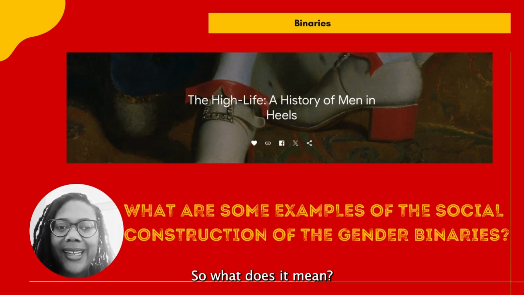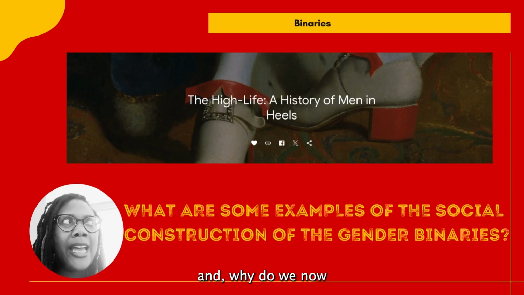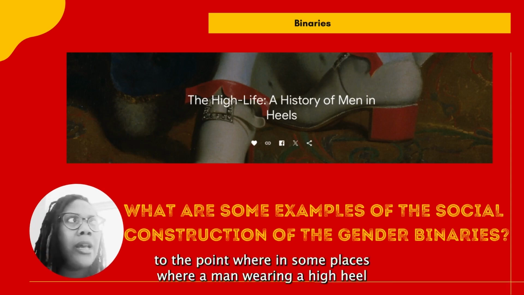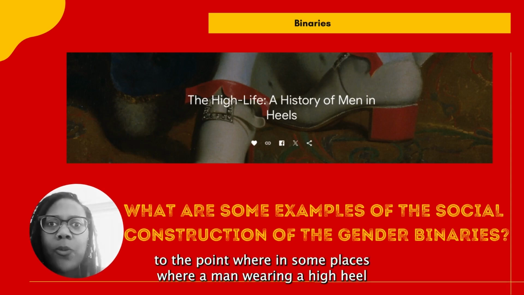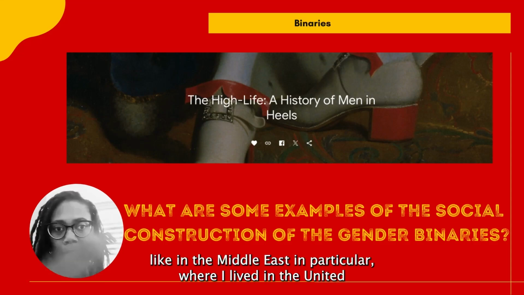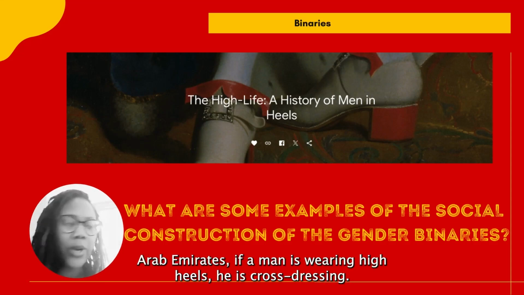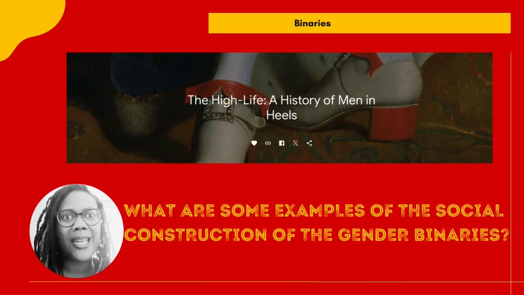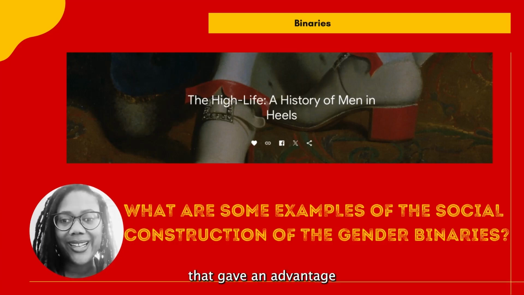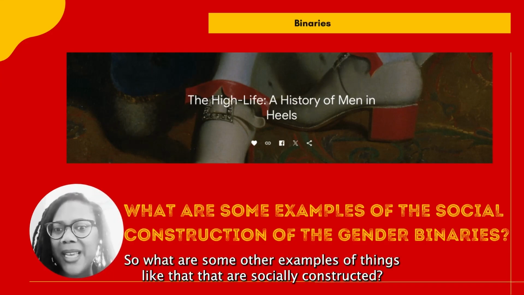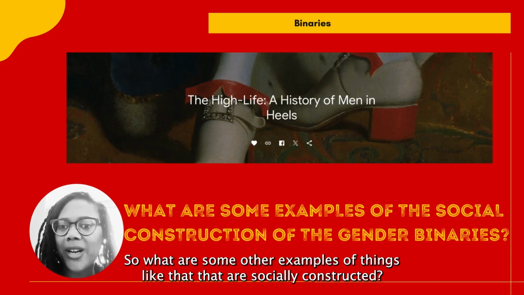So what does it mean? Why do we now have such strong reactions and feelings, to the point where in some places a man wearing a high heel would be seen as taboo, right? Like in the Middle East, in particular, where I lived in the United Arab Emirates, if a man is wearing high heels, he is cross-dressing, even though this was a weapon that gave an advantage to soldiers in the Persian army, right? So what are some other examples of things like that that are socially constructed, right?